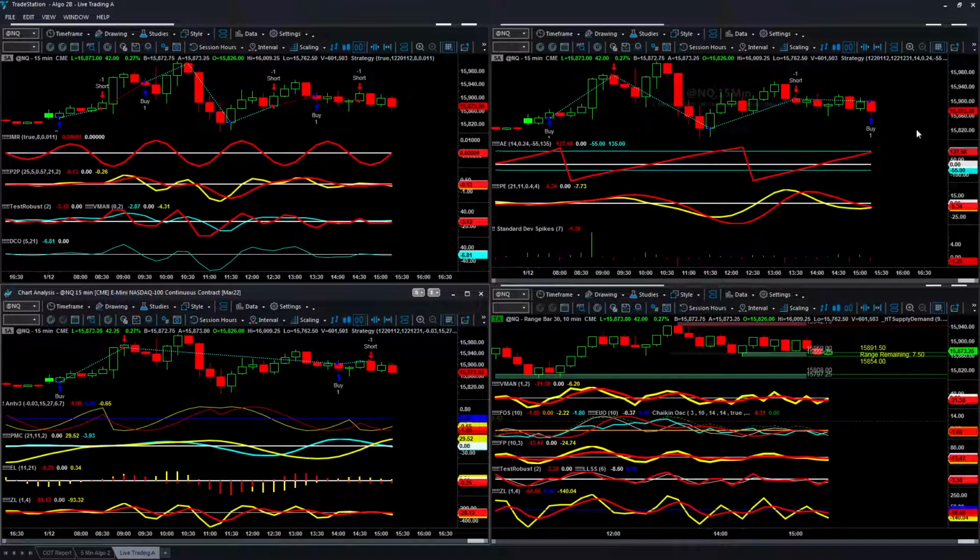So I got 3 more minutes for bar change. This strategy is going to end. It'll most likely be a scratch, and then this will probably go long as well.